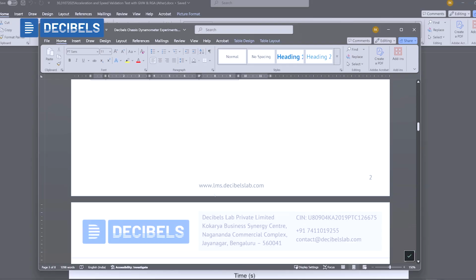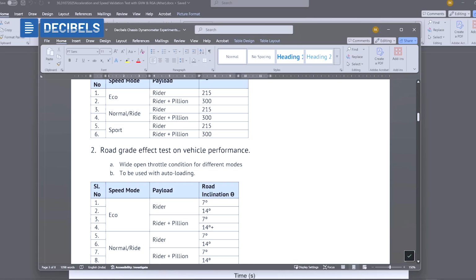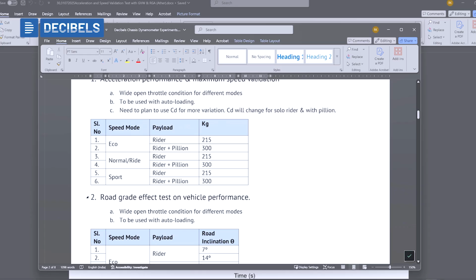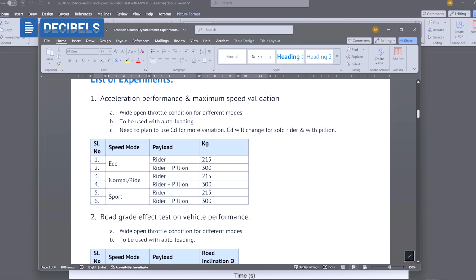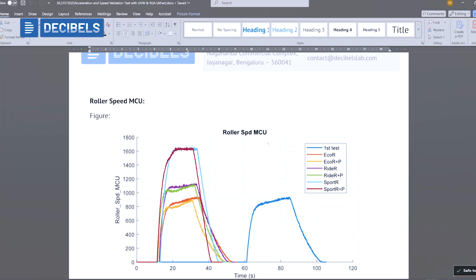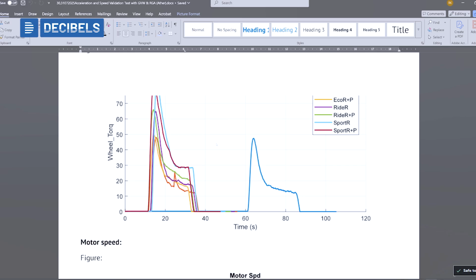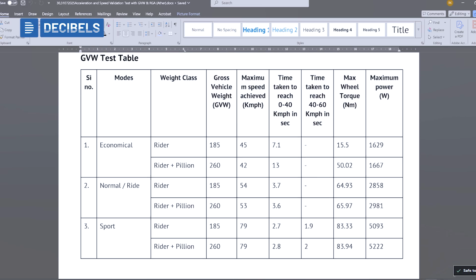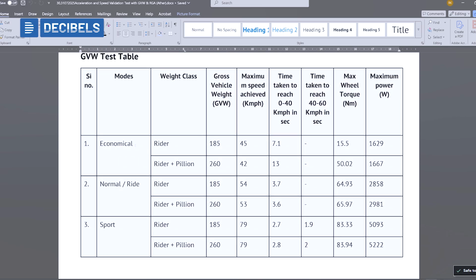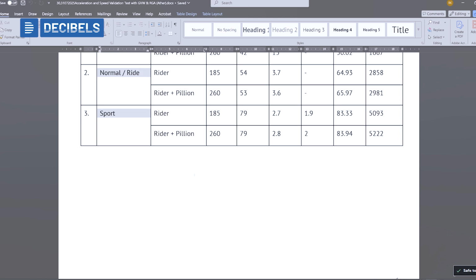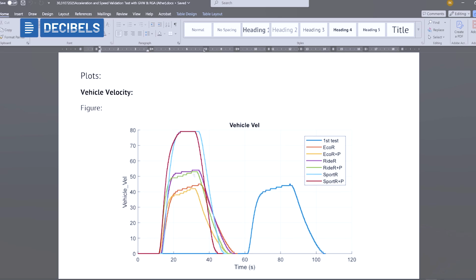So for the previous experiment that we discussed, with the road grade effect and for the different performance, I just have a small report that I want to run you through. This was done for a vehicle with different speed modes, as well as different weight classes and weight conditions. So we'll quickly hop down and look at some of the graphs that we have.